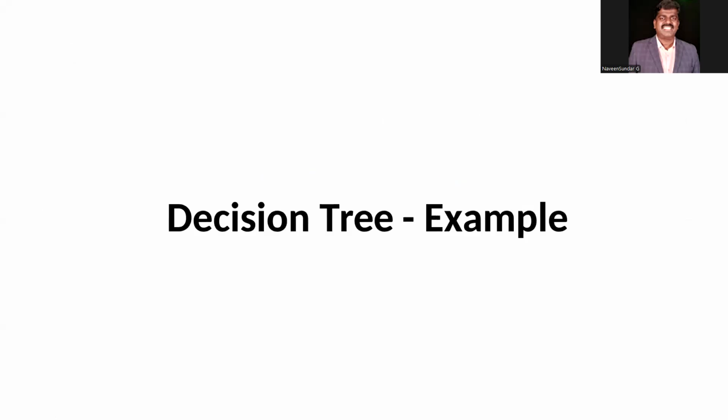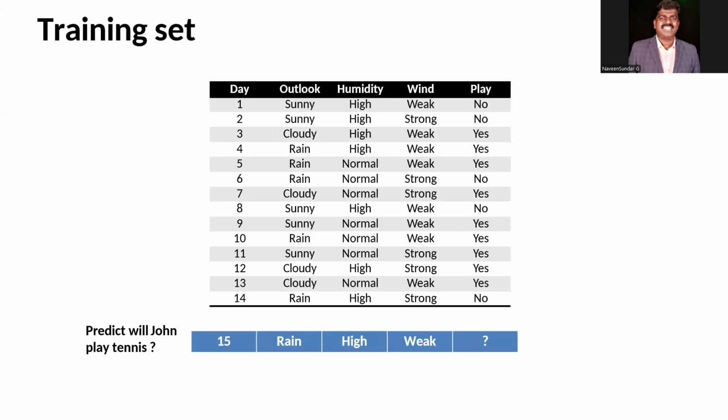Okay, let us see with an example, and then you will easily understand how to calculate the information gain, how to calculate the root node and then the left node, and how to find the leaf node. Okay, so this is the training set. We have a data set of 14 records, day 1 to 14. We take the outlook. What are the different categories? It is either sunny, cloudy or rainy. So there are three categories of outlook.